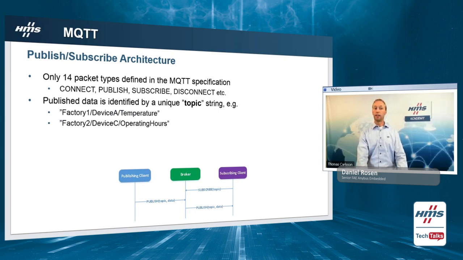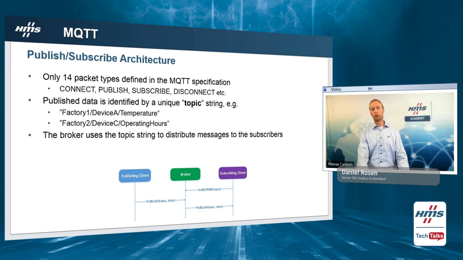When a client publishes data, the data is identified by a unique topic string. Here you see two examples: factory 1 device A temperature, and factory 2 device C operating hours. It's always good to divide the topic names into different parts, as you see here. So, for example, factory 1 has its own parameters and factory 2 has its own parameters. It can even be good to add a version to the topic name to be able to scale the messages in the future.